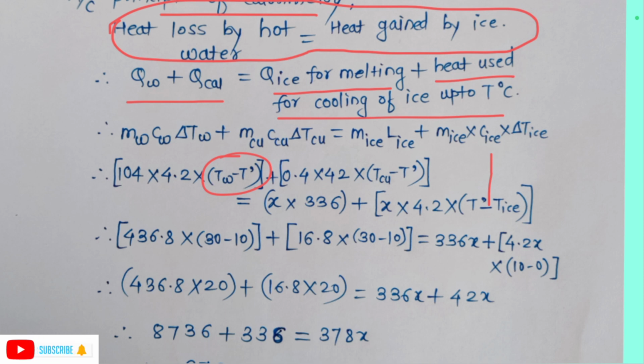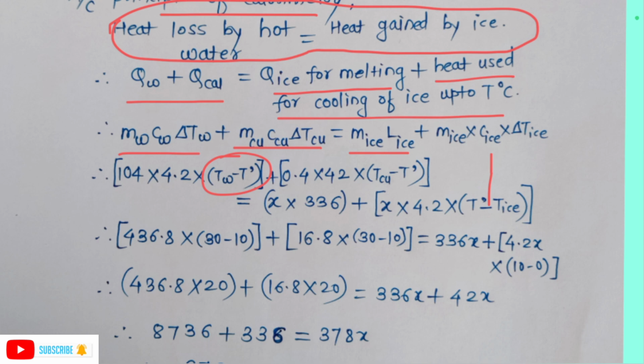Okay, now look at the formula. First, we know that heat lost by the water is m_w c_w delta T_w. Similarly, heat lost by the calorimeter will be m_Cu c_Cu delta T, because it is copper: mass of the copper multiplied by the specific heat of the copper, and then the temperature difference.